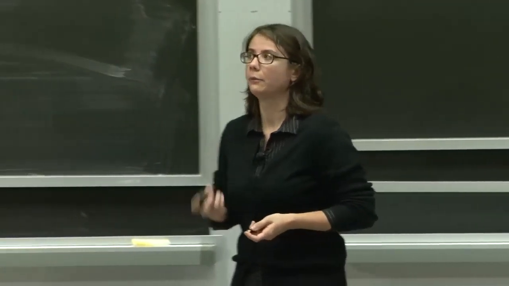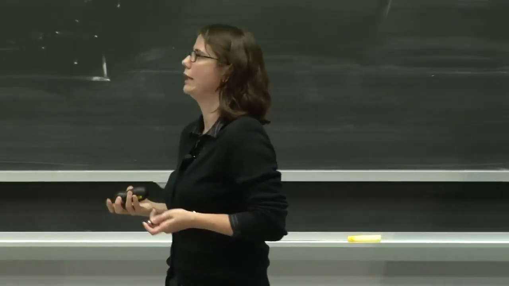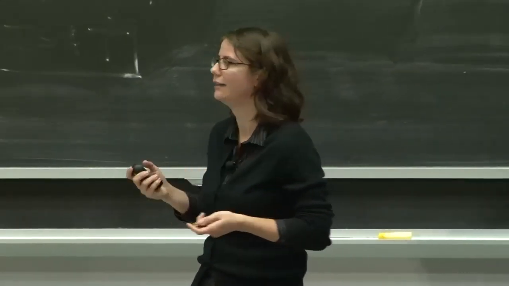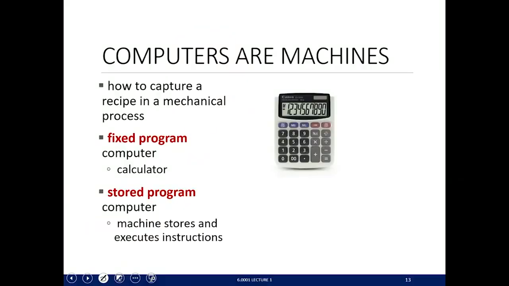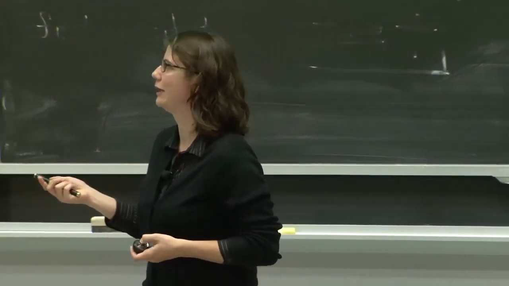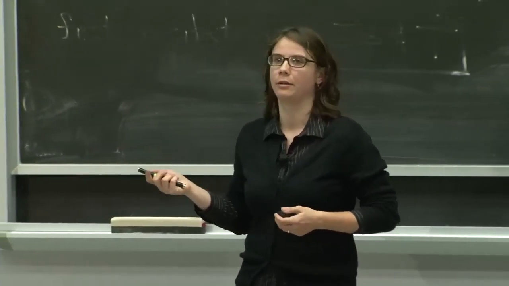And historically, there were two different types of computers. Originally there were these things called fixed program computers, and I'm old enough to have used something like this, where there's just numbers and plus, minus, multiplication, divide, and equal. But calculators these days are a lot more complicated. But way back then, an example of a fixed program computer is this calculator.